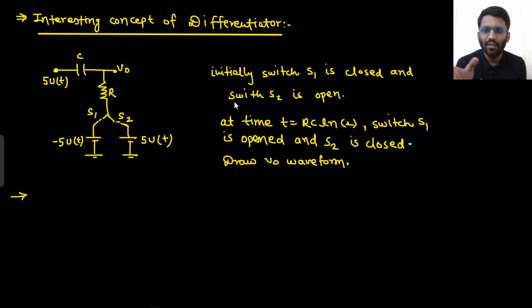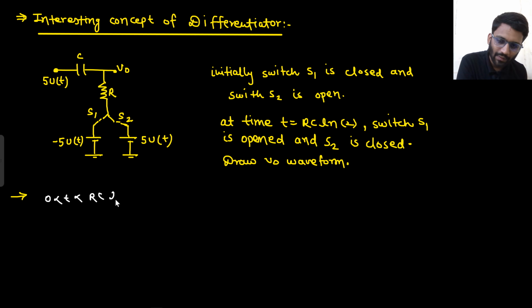We will move to the question, but for the first 5 minutes we are going to solve this particular problem. So initially switch S1 is closed and S2 is open, and then at this particular time the switch S1 is opened and S2 is closed. So you have to draw the V0 waveform. Very easy question. So initially for time 0 to RC ln2, what is the scene? Your switch S1 is closed and S2 is open.